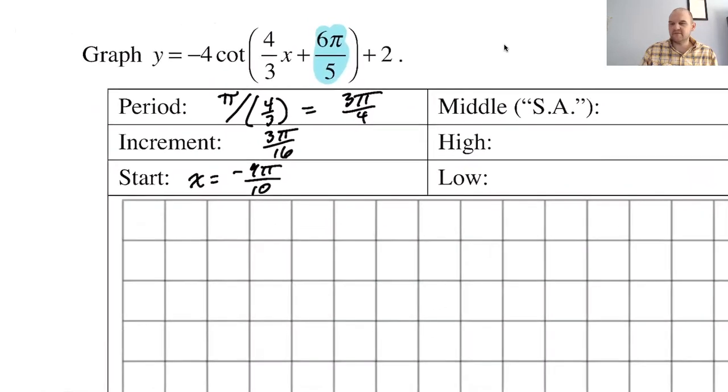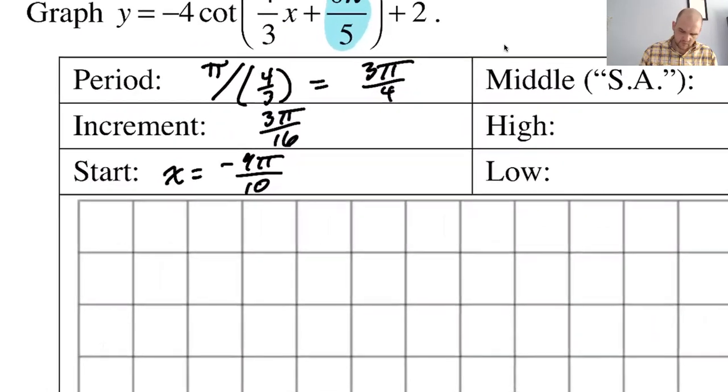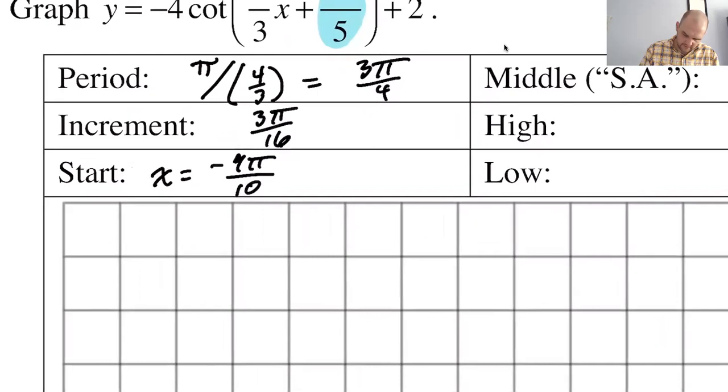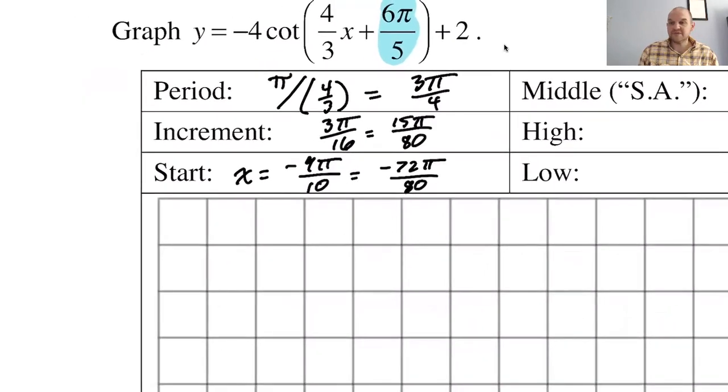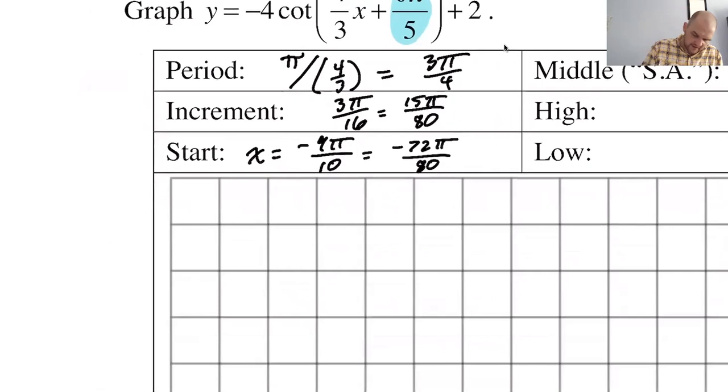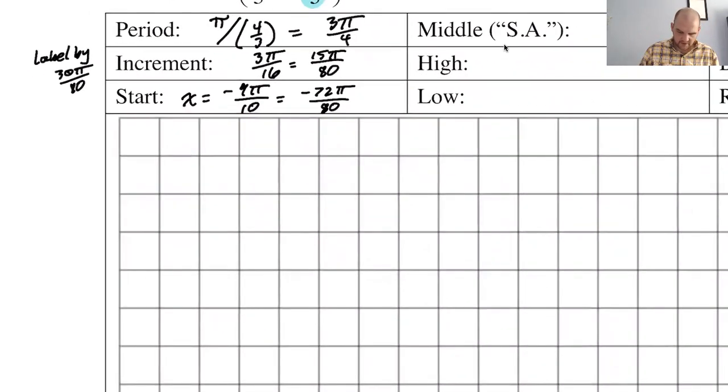So now, what's the common denominator? It's 80, I think. So that's great. Can we use 40? Nope. 80 it is. So times 5 is 15 pi over 80. Negative 72 pi over 80. All right, so as usual, it's not as bad as it seems. It's not great because we're only labeling every other increment, which means we're really going to be labeling by 30 pi over 80. So we just have to add 30 to the numerator to make it work.